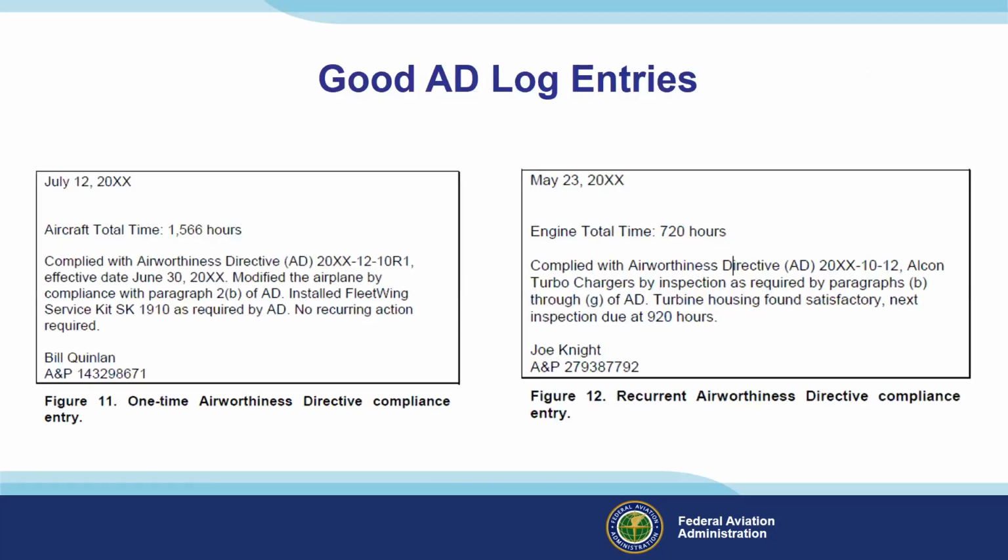Here's a couple good AD log entries. It's got all the elements that are required. It's got the revision or effective date, which is the same thing. Shows the paragraph that was complied with. No recurring action on that one. And on the one on the right, it says next inspection due at 920 hours. So it's all spelled out. On the left is the one-time, and on the right is a recurring AD log entry.